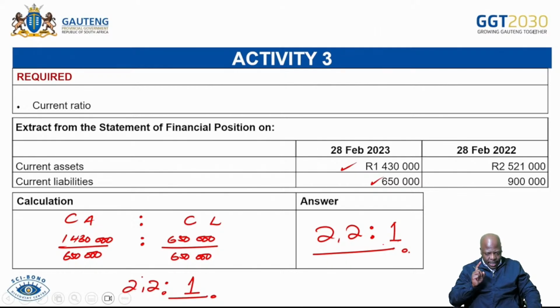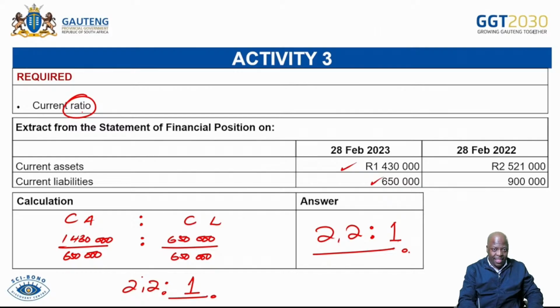When you are doing a financial indicator with the ratio, your answer has to be X to 1.